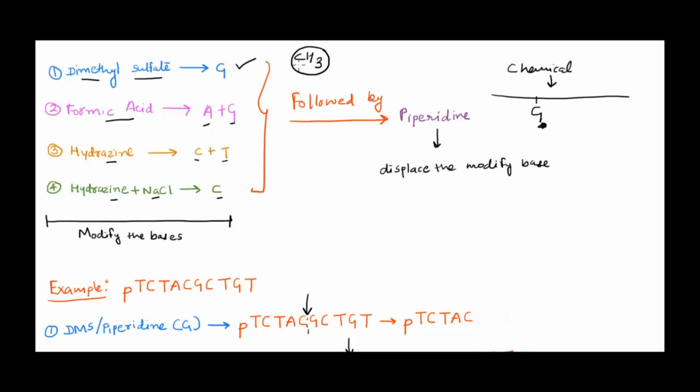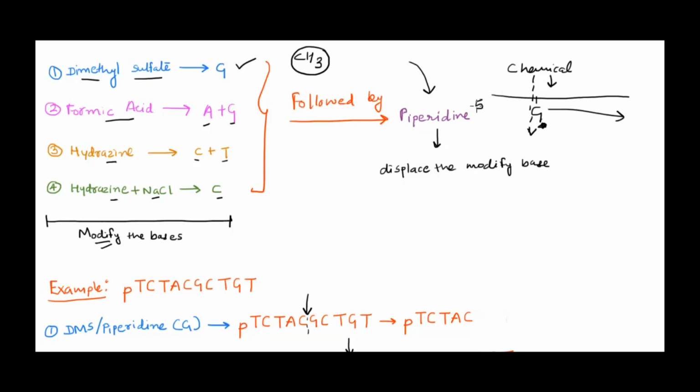Now all 4 reactions would be followed by the next chemical called piperidine, and piperidine has the ability to displace or break the phosphodiester bond wherever the base is modified. Okay, so if I add piperidine over here, now what will happen? It will find the modified base and it is going to cleave over here. It is going to remove the base from here. The degradation would occur and this fragment would go away.